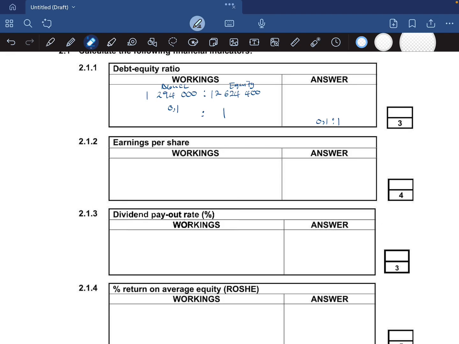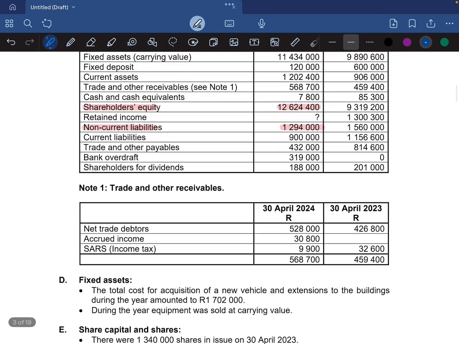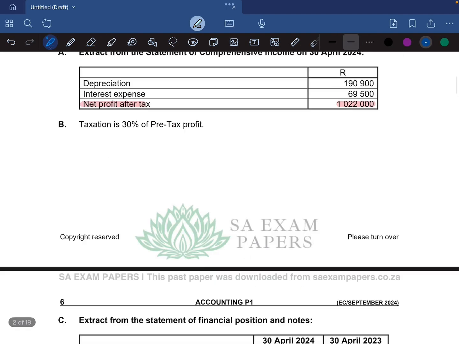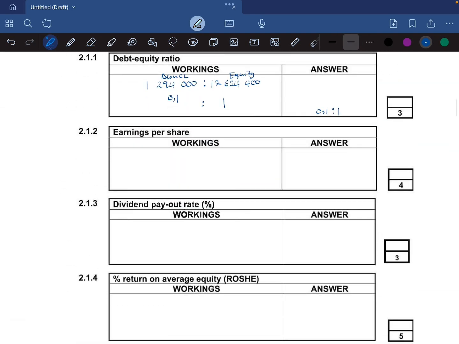Let's determine our net profit after tax first. Looking at information A, the extract from the statement of comprehensive income on the 30th of April 2024, we're given depreciation, interest expense, and the net profit after tax of 1,022,000, which is exactly what we're looking for. Now we need to determine the number of shares that were in issue at the end.